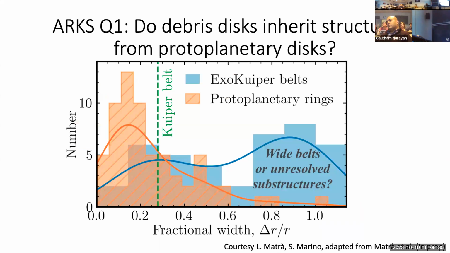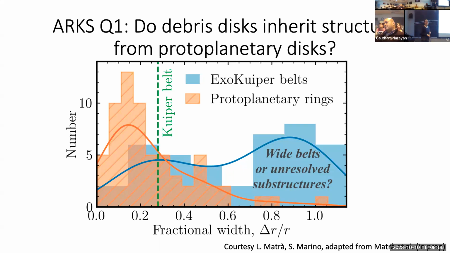Now, if you make a histogram of everything that we knew before ARCS about belt widths. So this is the fractional width of these belts, delta R over R. So basically how wide is a disk belt compared to its radius. And so the protoplanetary rings, this is based on the ARC survey. Protoplanetary rings tend to be quite narrow. And then there are a few wider ones. There's sort of a long tail to the distribution of wider ones.